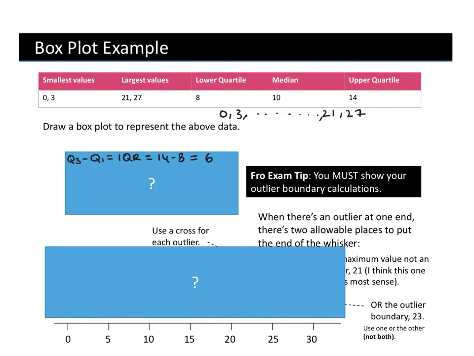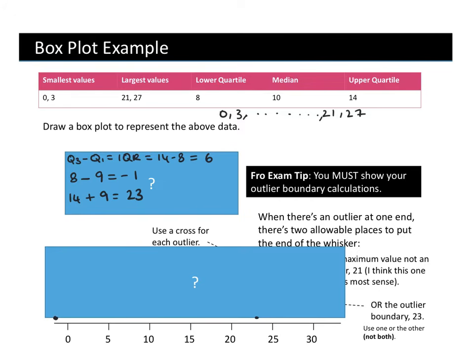Now we have our lower quartile, which is 8, minus 1.5 times 6. 1.5 times 6 is 9, isn't it? Yep. Which equals -1. So this is our lower boundary, -1. Then our upper boundary is going to be 14 plus 9, which equals 23. These are our outlier boundaries. Essentially, if I was just to draw the outlier boundaries right now, it's going to be from -1 to 23.